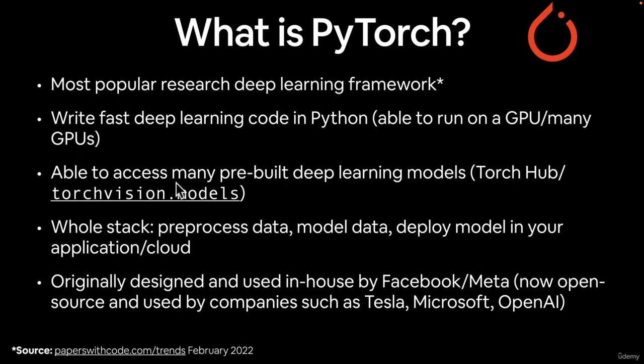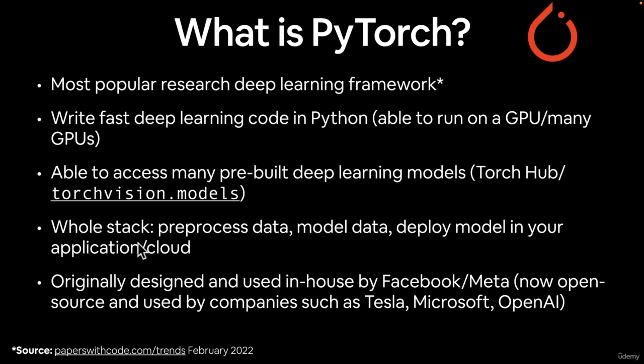It enables you access to many pre-built deep learning models from Torch Hub, which is a website that has lots of, if you remember, I said transfer learning is a way that we can use other deep learning models to power our own. Torch Hub is a resource for that, same as torchvision.models. We'll be looking at this throughout the course.